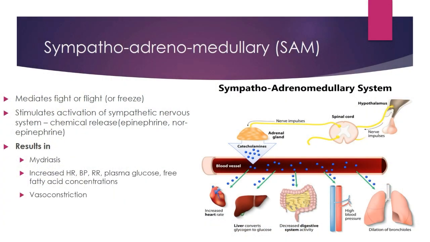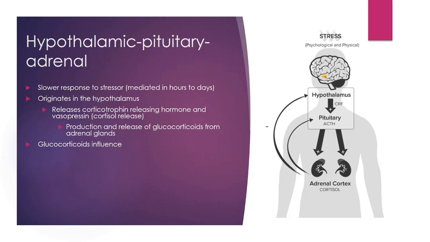It causes vasoconstriction, hard to place IV catheters, puts them in a real alert state. And so now the hypothalamic-pituitary adrenal axis, this is a slower response to a stressor. So this is mediated more in hours to even days in some patients. This doesn't really have to do with the fight or flight. And this originates in the hypothalamus, and this is where we see the cortisol release, right?